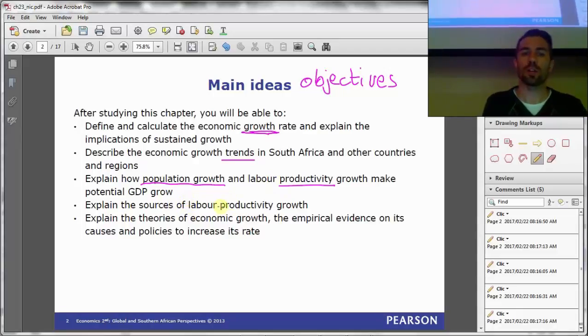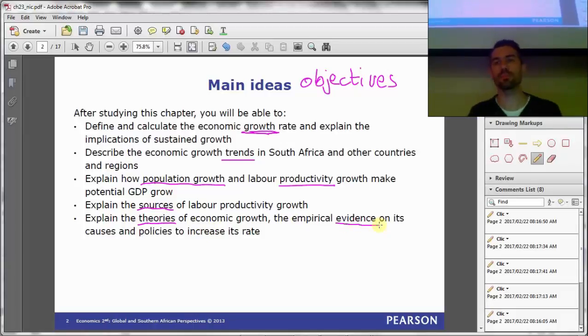We're also going to try and understand the sources of productivity. In other words, how does labor become more productive? Finally, we'll discuss some of the different theories about economic growth, and then look at some of the evidence. Hopefully we'll get through all of that today. Again, just interrupt me if you think it's time for a break and I'm not watching the time.